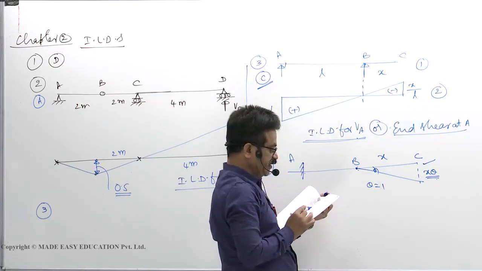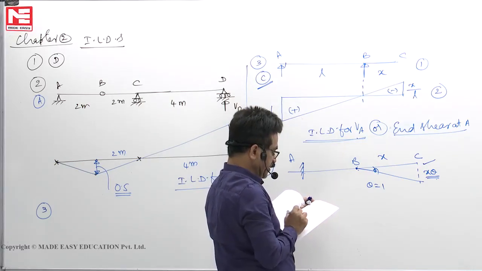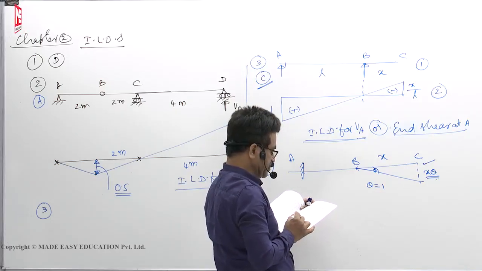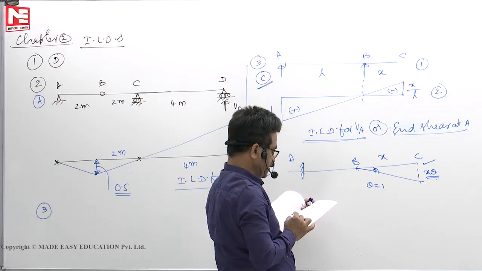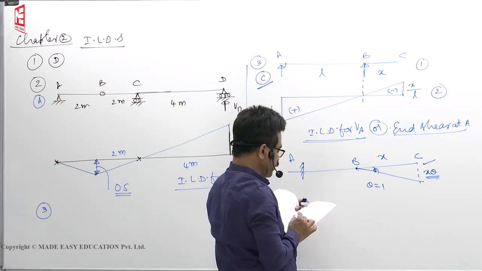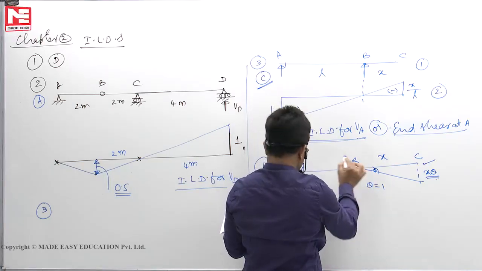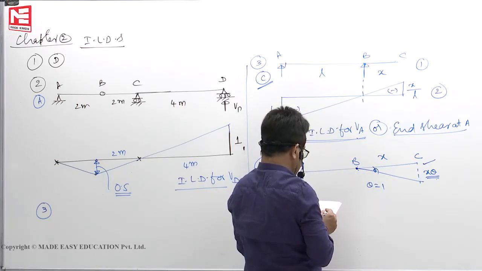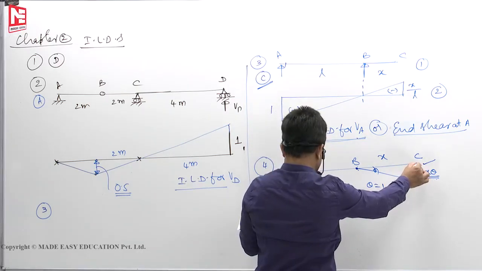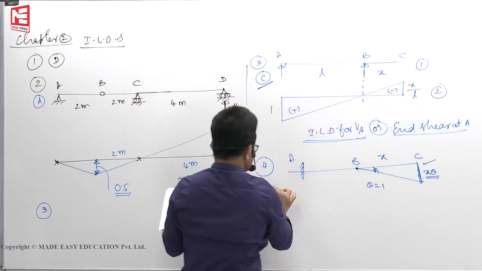Question: in a cantilever, the ILD is a triangle extending between the section and the unsupported end with the maximum ordinate at the section. Maximum ordinate at the unsupported end with maximum ordinate at the section is wrong. At the section it is 0. So it is a triangle extending between the section and the unsupported end with maximum ordinate at the unsupported end. So D is the correct one.